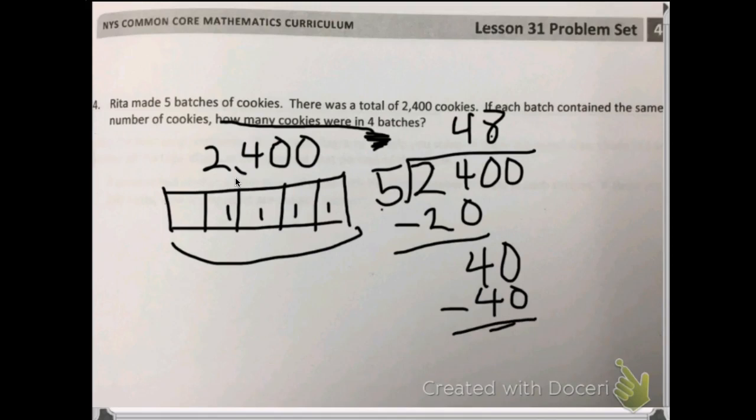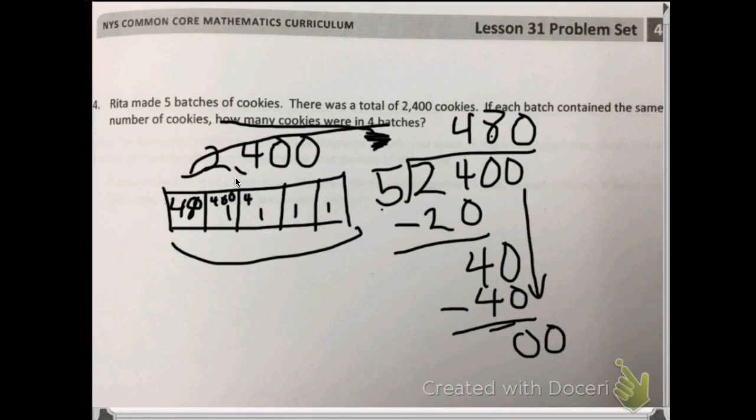40 minus 40 is 0. Bring down the 0. How many times does 5 go into 0? It doesn't. 0 times. No remainder. So 480 is our answer. Well, what is 480? 480 is how many cookies are in the first batch, how many cookies are in the second batch, how many cookies are in the third batch, how many cookies are in the fourth batch, and how many cookies are in the fifth batch. Because they all have the same amount.